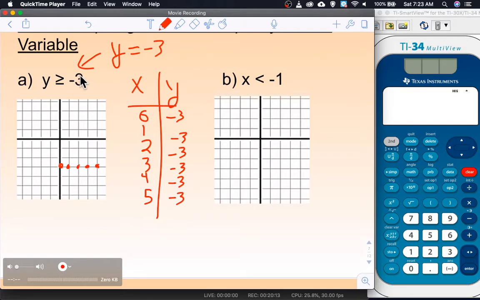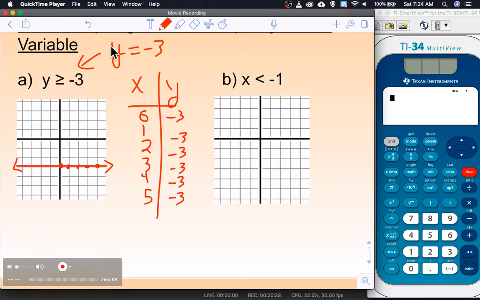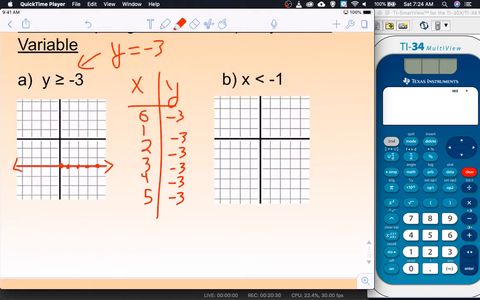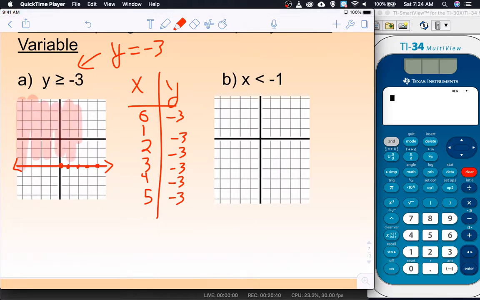Now that we have our line, let's go back to the inequality. So this line would be a solid line because of the or equal to. And my shade, I am going to be shading greater than the line. Greater than would be above it. These are all the values where y is bigger than -3. And that's our answer.